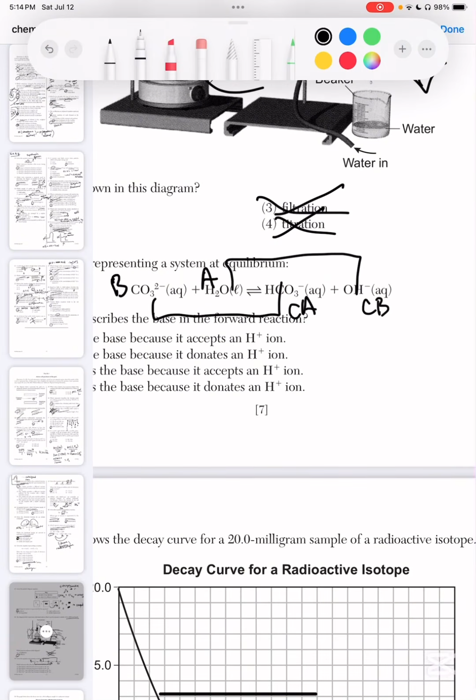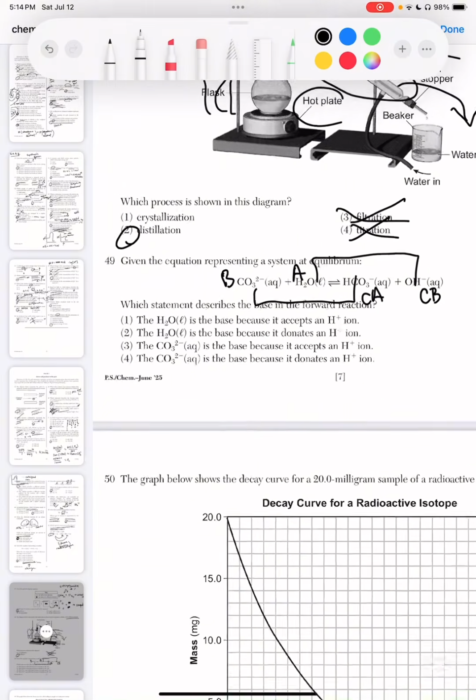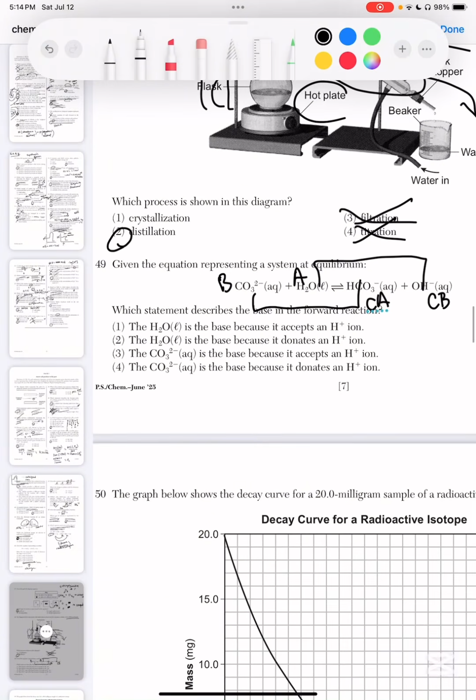Base, acid, conjugate base, and conjugate acid. The base in the forward reaction would be the CO3, because it accepts. And 4 would be incorrect because only acids donate. They do not accept. And this was asking for a base, so it wouldn't be any of these.